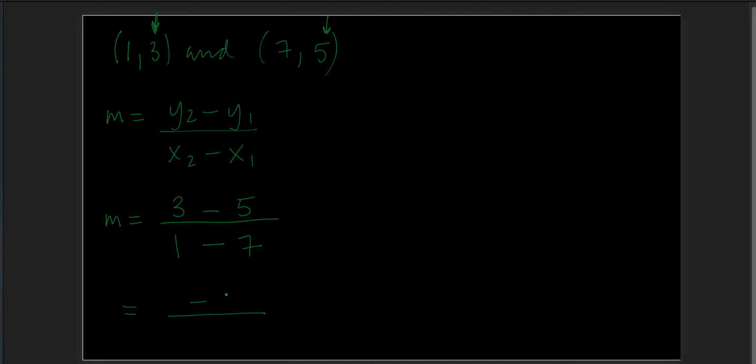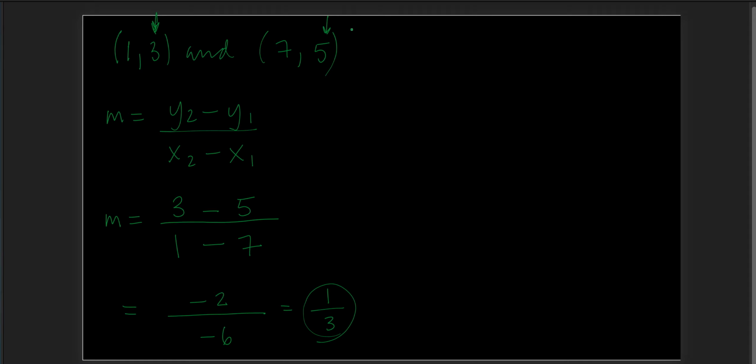So 3 minus 5 is negative 2. 1 minus 7 is negative 6. And you have to reduce that. Negative divided by negative is a positive. So that's 1/3. So the slope is 1/3 for the line. So we can see it would be a gradual slope, a little bit of a tilt.